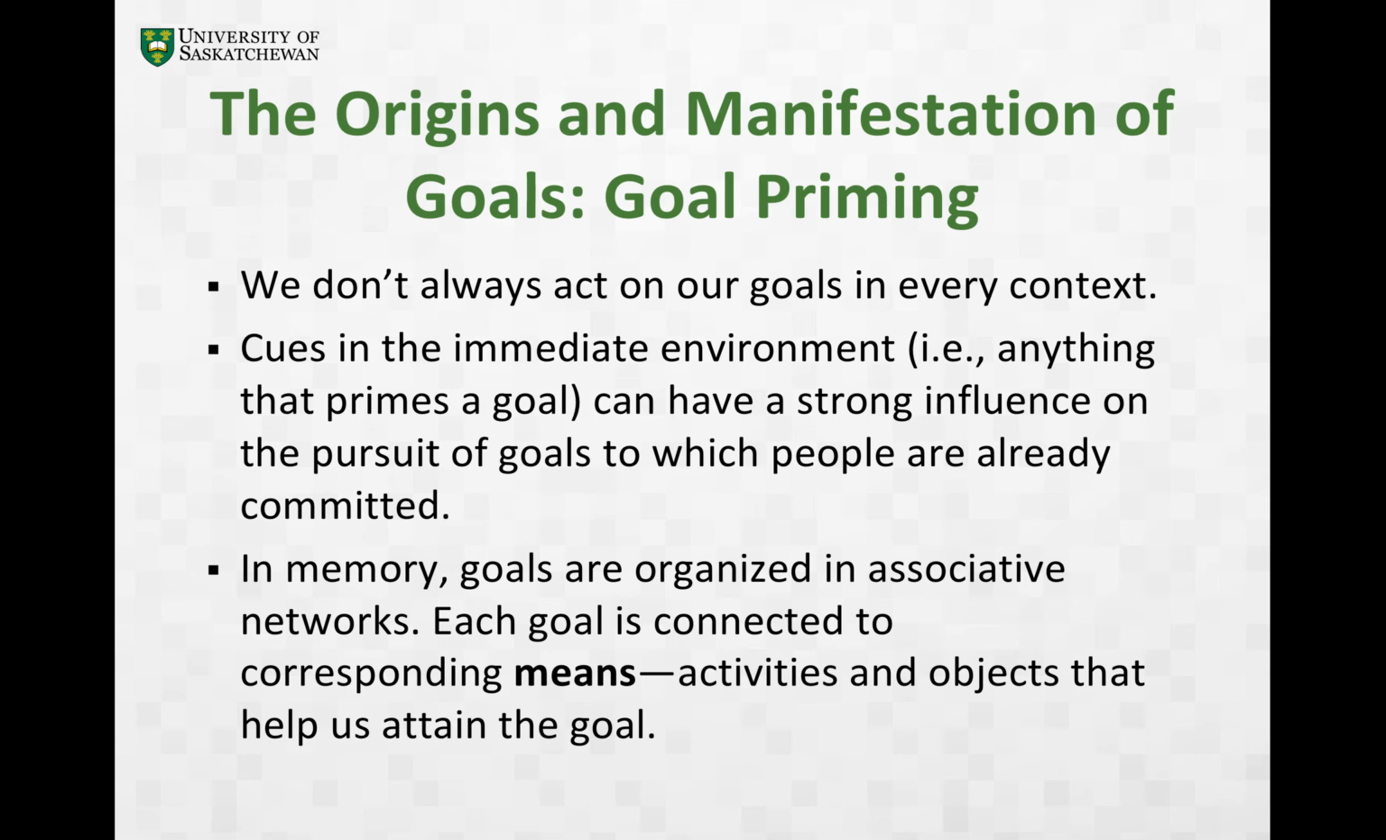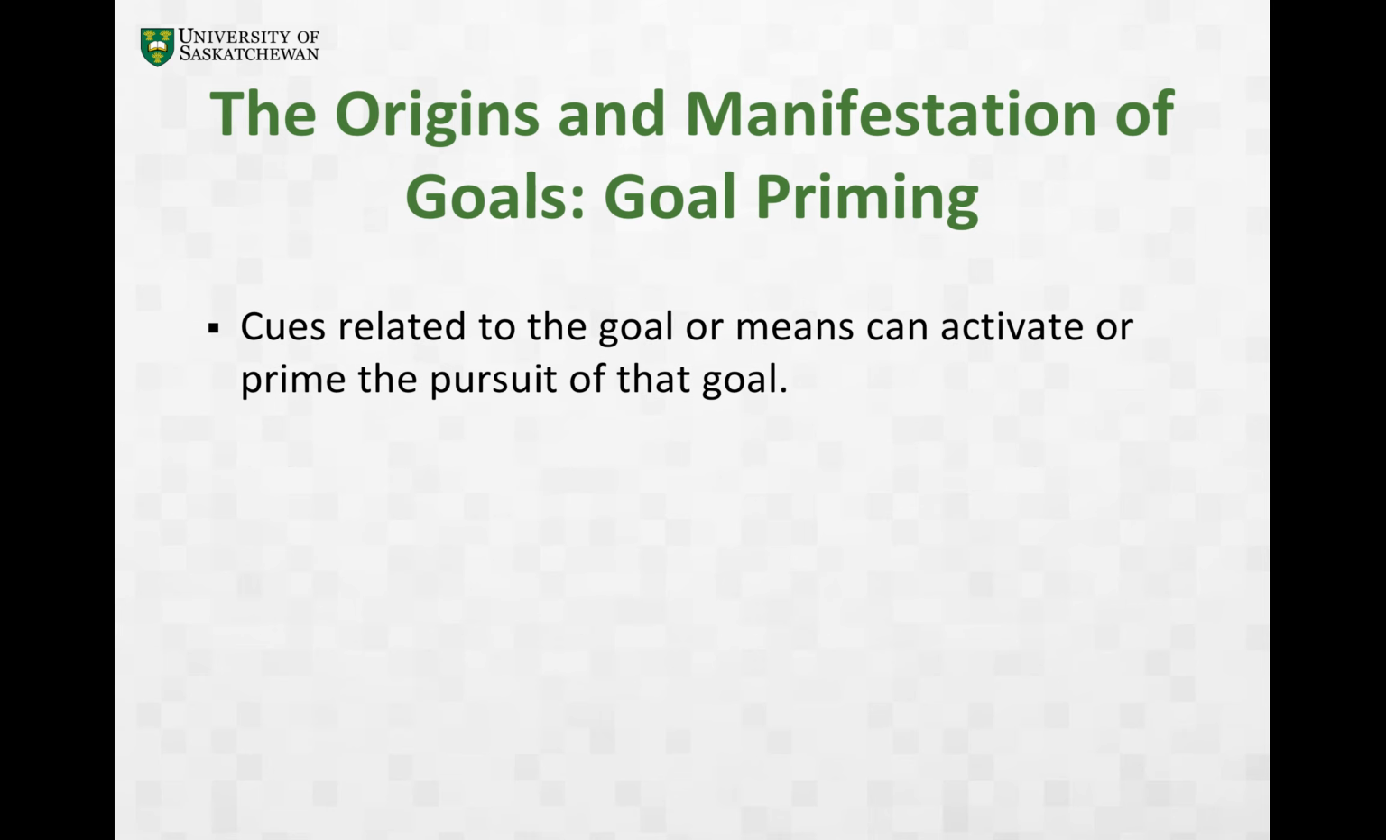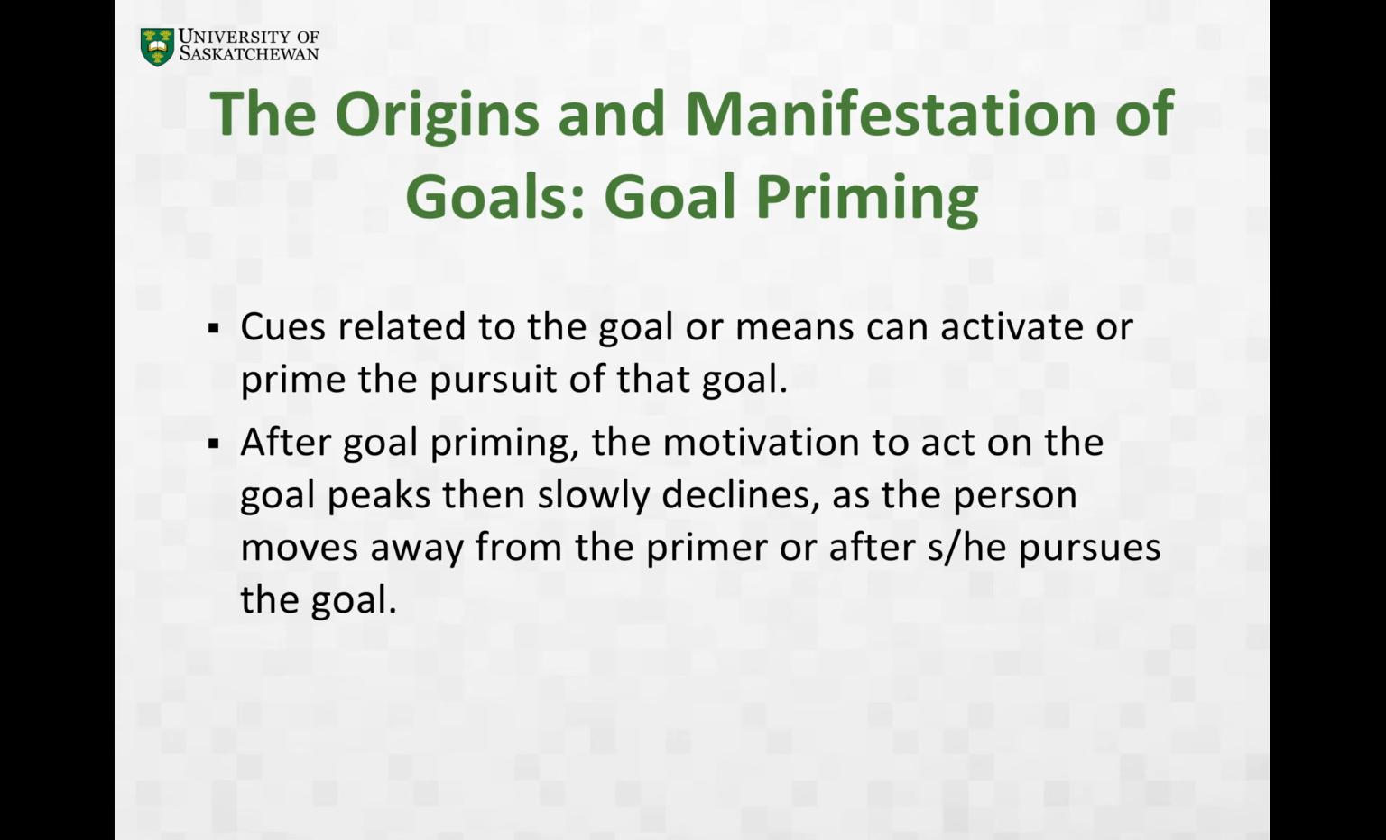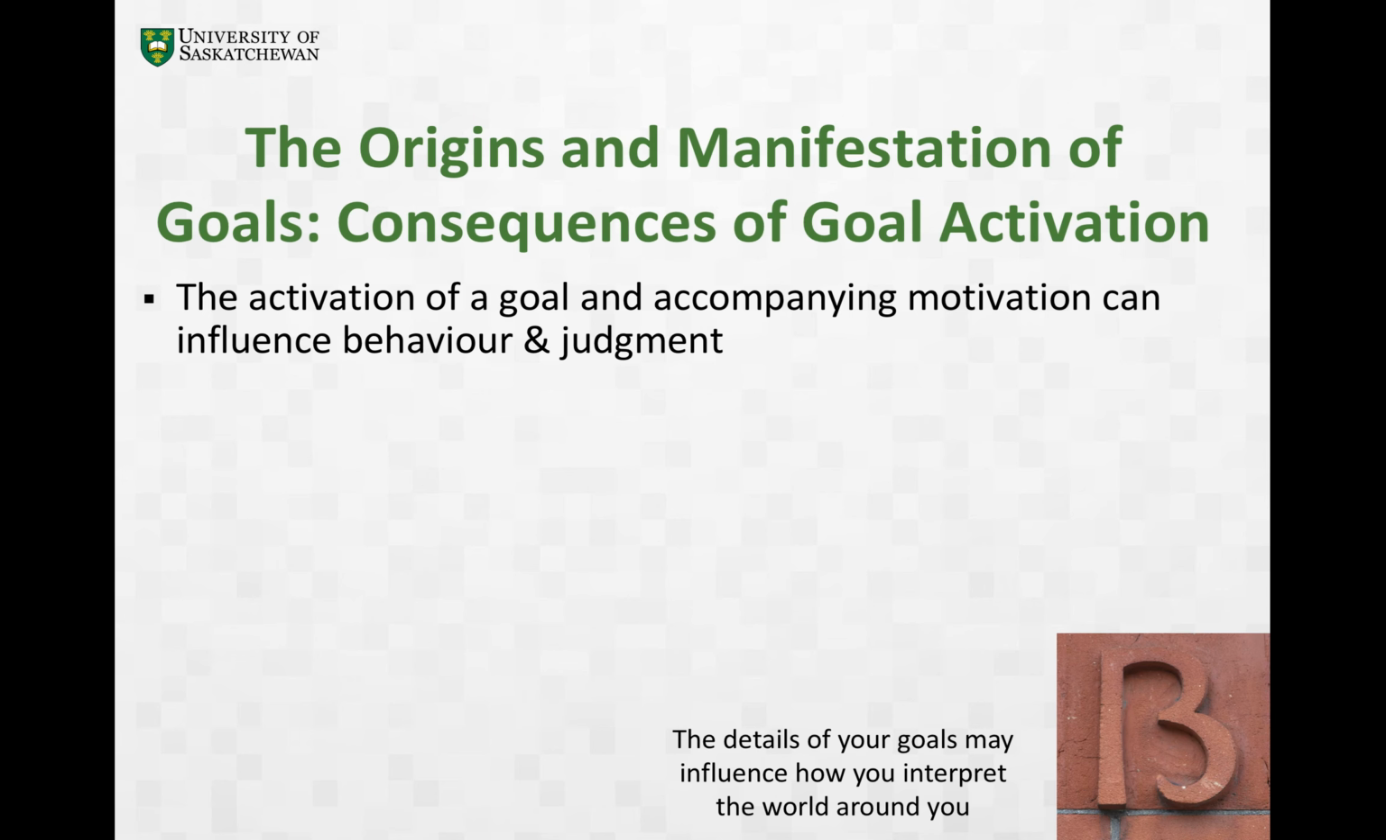So in our memory, goals are organized in associative networks. Each goal is connected to a corresponding means, so the activities and the objects that help us to attain that goal. So cues related to the goal or to the means can activate or prime the pursuit of that goal. After goal priming, the motivation to act on the goal peaks and then it slowly declines as we move away from the primer, or after we've done pursuing that goal. So after I've run, if I see those running shoes, they're probably not going to say to me, all right, time to get out there again, right?